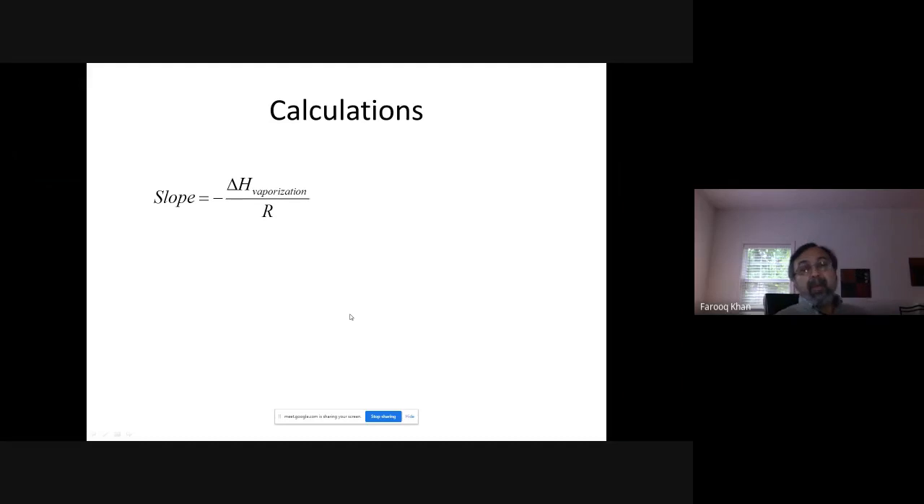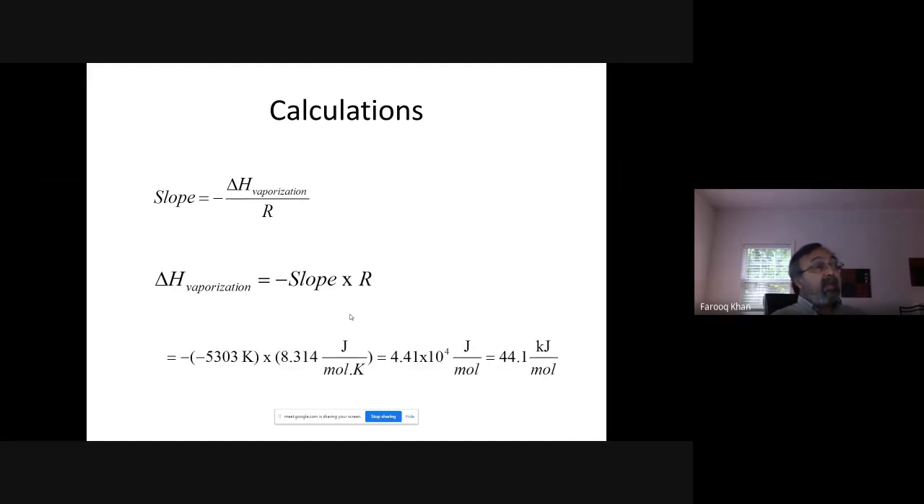The slope is minus delta H vaporization over R. I'm interested in delta H vaporization, so I rearrange that equation, and now I go ahead and substitute the value. This is the slope with units of Kelvin, and I multiply it by the value of R, which is in terms of joules. I get a number in joules per mole, and I divide by 1,000 to get so many kilojoules per mole.